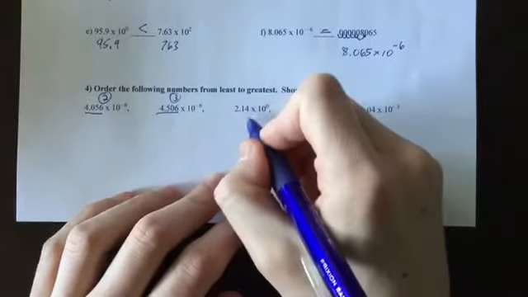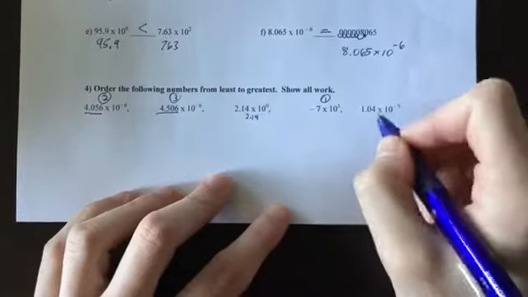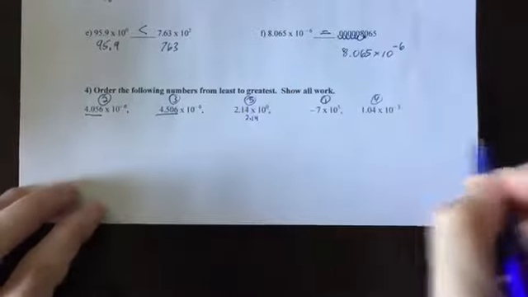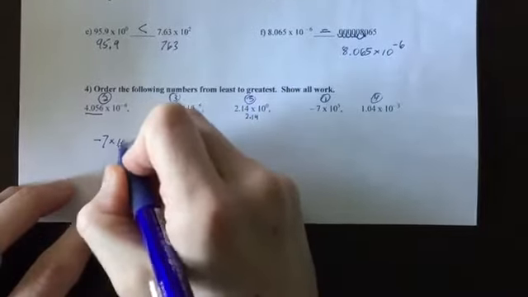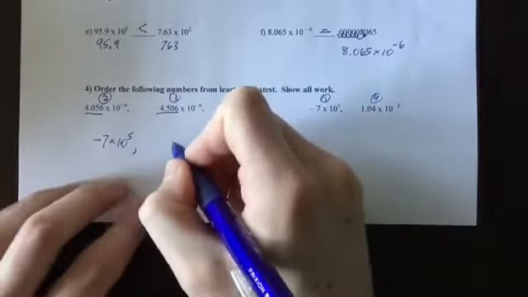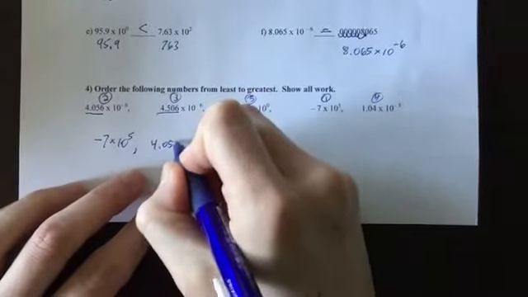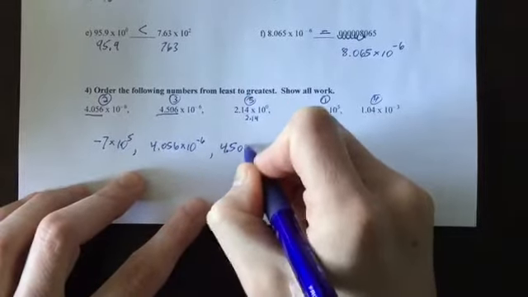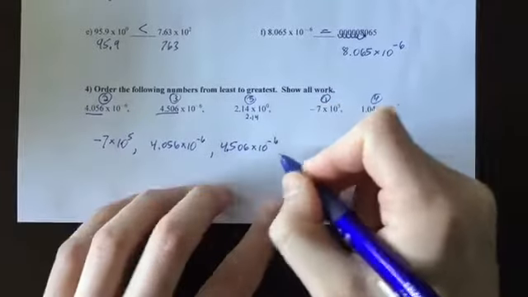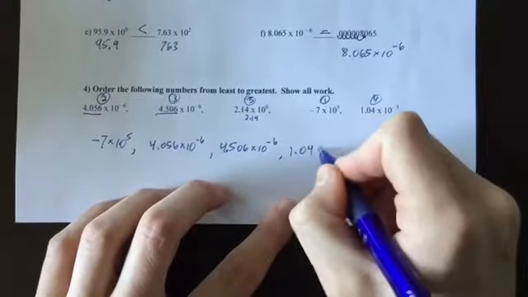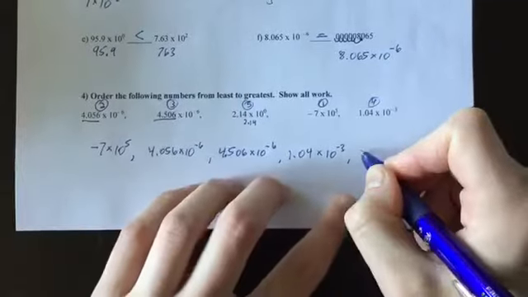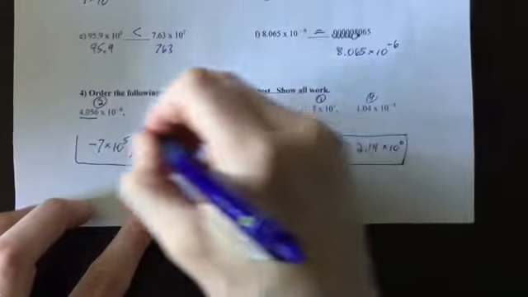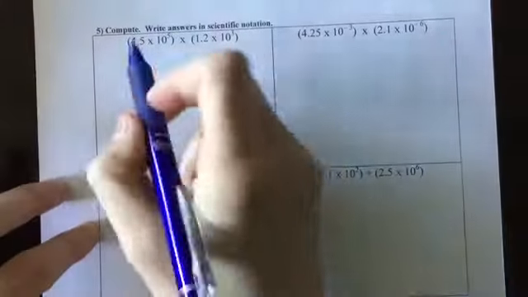2.14 times 10 to the 0, that's just going to be 2.14. So that's probably our biggest. Yep, negative exponent. And there we go. And remember, rewrite how the numbers were given to you. And there's our answer. On page 2, we're going to get into our operations.